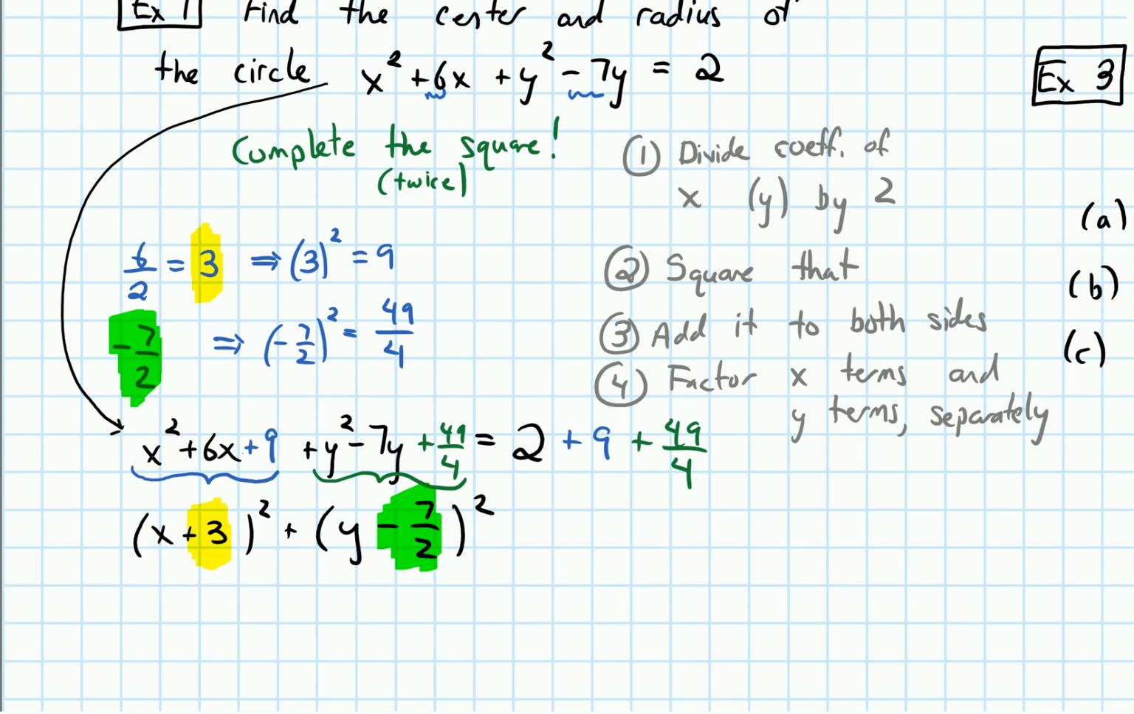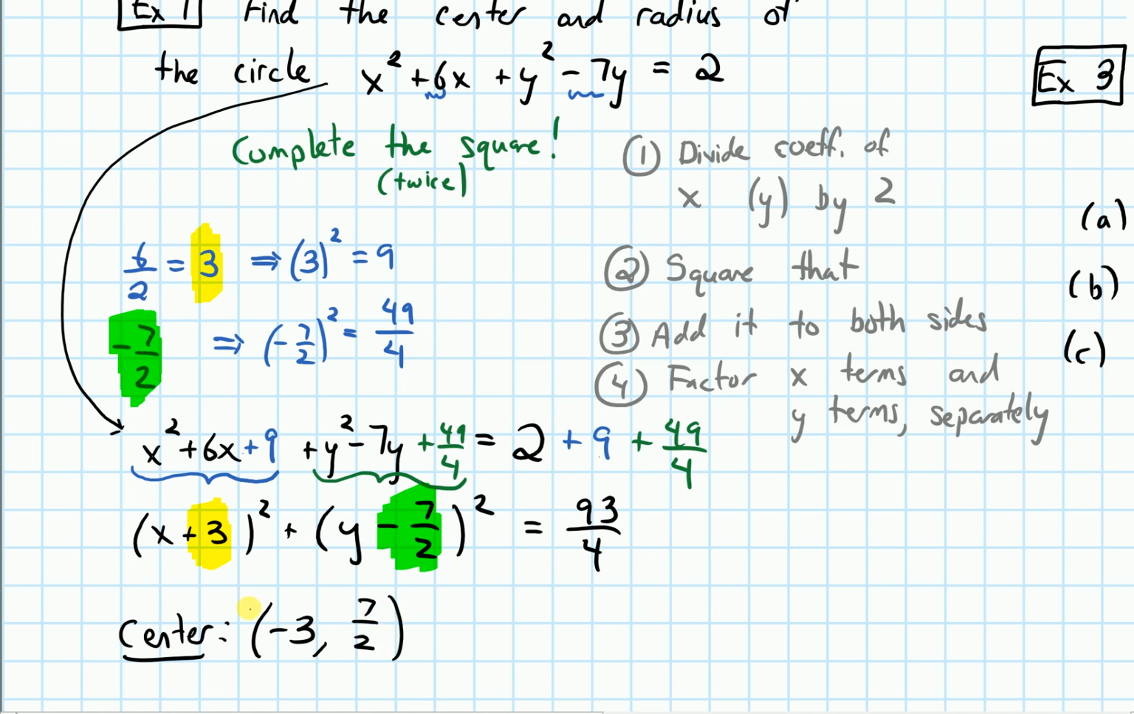And on the right-hand side, 2 plus 9 plus 49/4. If I work this out, I get 11 plus 49/4, that'll end up being 93/4. Okay, so we got our equation in this radius center form now. So we can write down our center. The center is these two numbers that I've highlighted, but I switched the sign. So instead of the x-coordinate being 3, it's -3. And the y-coordinate, instead of being -7/2, it's +7/2.